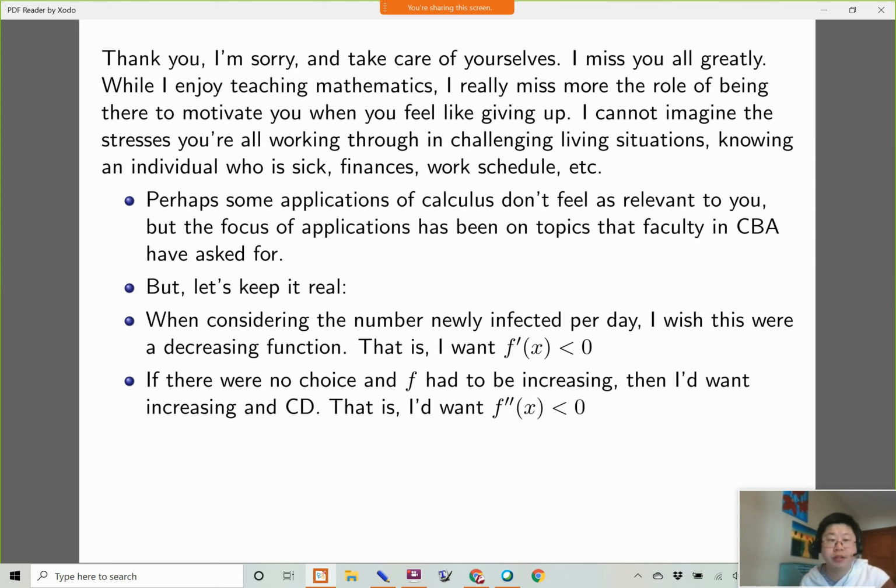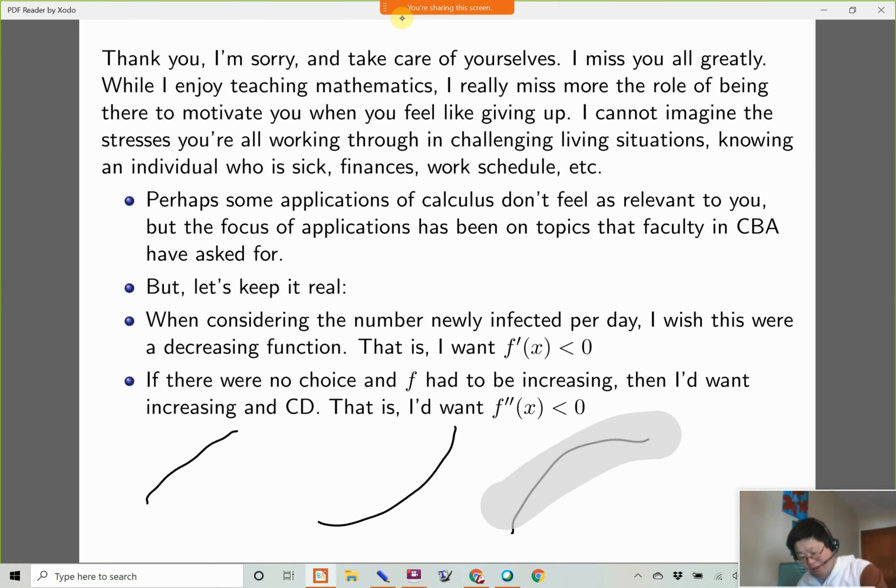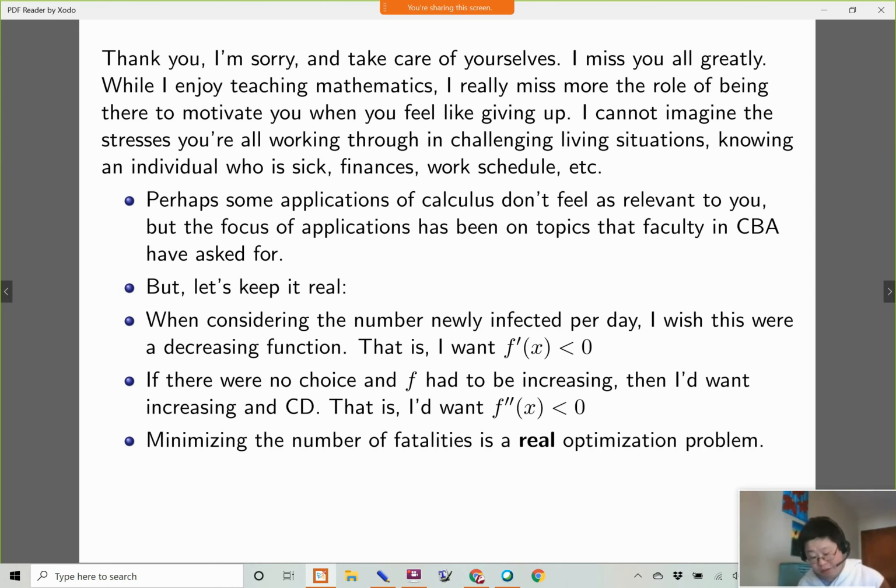However, if there were no choice, if f had to be increasing, if the first derivative had to be positive, then I'd want the second derivative to be negative. If you had to have increasing infections, do you want that? I want concave down. If it had to be increasing, I want concave down. In this language of flattening the curve, I think that's what people are trying to go for. They don't talk about concavity because that's not language people use.